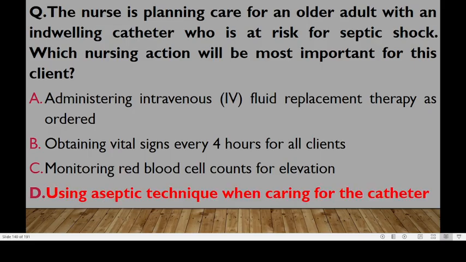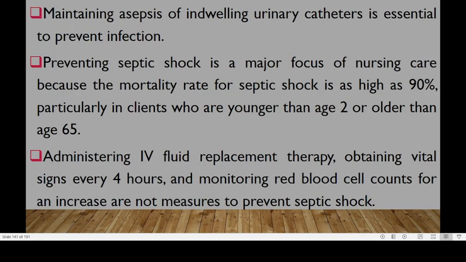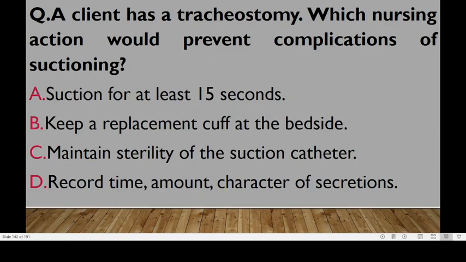You use aseptic technique when caring for the catheter. Maintaining asepsis of an indwelling catheter is essential to prevent these hospital-acquired infections. Preventing septic shock is a major focus of nursing care because the mortality rate for septic shock is as high as 90%, particularly in clients who are younger than age 1 or older than 65. Administering IV fluid replacement therapy, obtaining vital signs every 4 hours, and monitoring red blood cell counts for an increase are not measures to prevent septic shock.